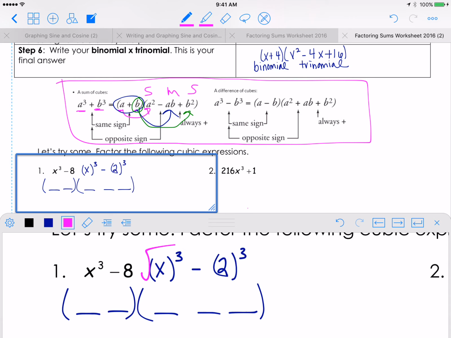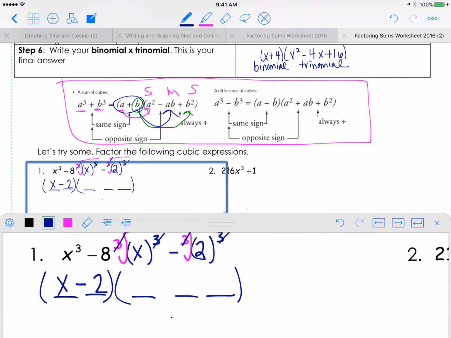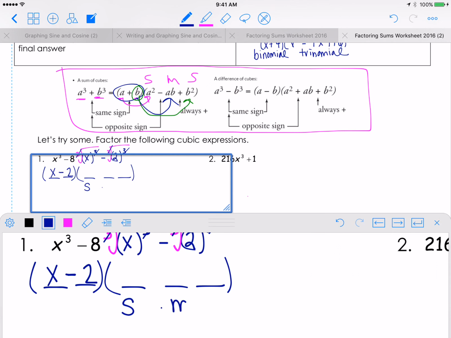So now we need to, like we did in the first example, cube root each term. So we get x and we get 2. And remember, that first sign is always going to be the same as the binomial that you started with. So we can go ahead and put that negative there. And then we need to do SMS. So we need to square the first term. So square the first term, you get x squared.